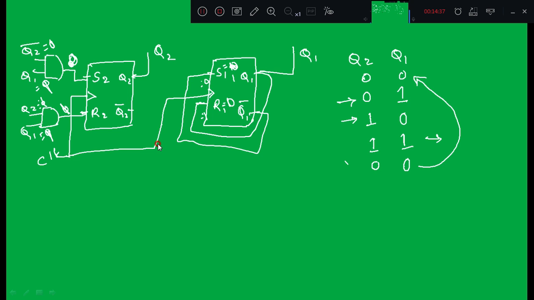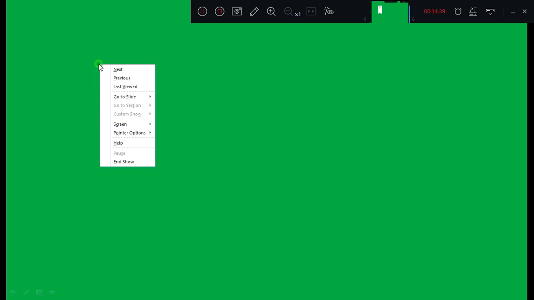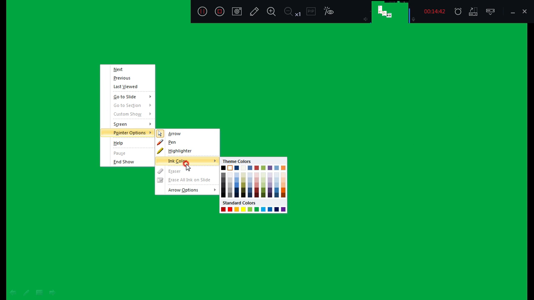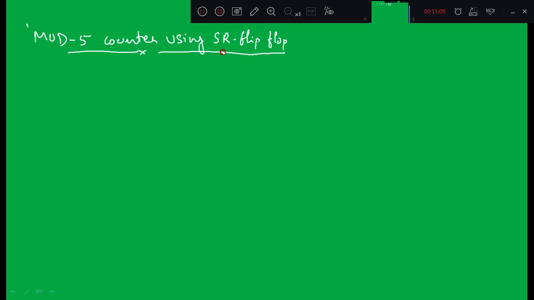So in the exam, they may ask design of any type of counter using any type of flip-flop. So you should be ready to design any kind of counter using any kind of flip-flop. Next we will see the design of mod 5 counter, using the same SR flip-flop. We will see design of mod 5 counter using SR flip-flop.